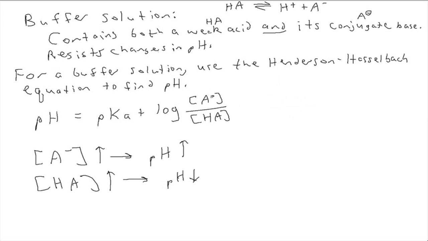This just shows that the more base you add, the more basic the solution, so the higher the pH. And the more acid you add, that'll make the fraction smaller, and that'll give us a lower pH. So if you forgot whether the base went on top or bottom, that's something that we should be able to figure out from this equation. In any case, we should just memorize this is the Henderson-Hasselbach equation. This is what's used to analyze buffer solutions. If you have a combination of a weak acid and its conjugate base, you use the Henderson-Hasselbach equation to find the pH.